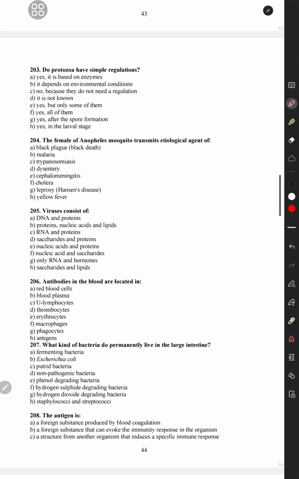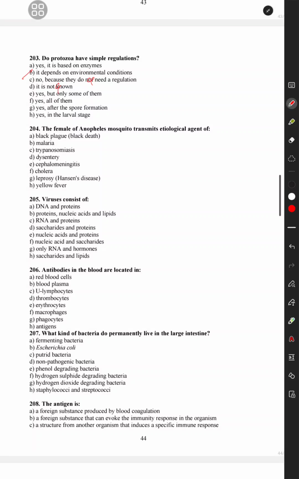Do protozoa have simple regulations? Yes, it's based on enzymes. It depends on environmental conditions. And because they don't need a regulation, it is not known. Yes, but only some of them.